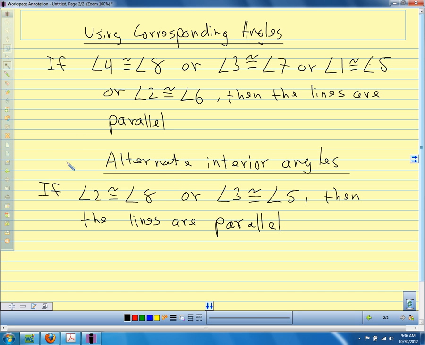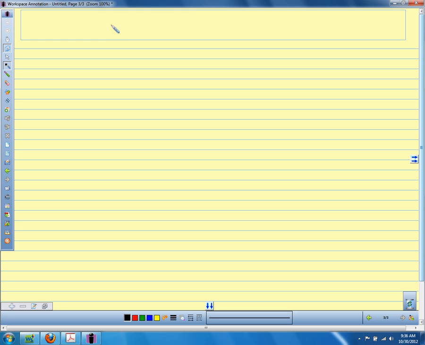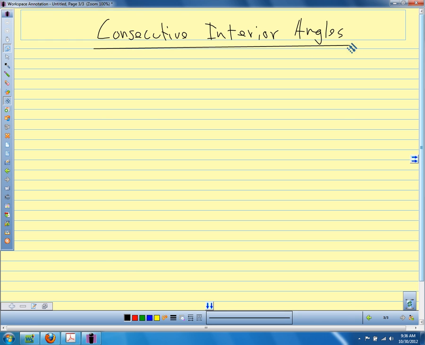On the upper right side, it says using consecutive interior angles. Consecutive or same side interior mean the same thing. Now from the other side of our graphic organizer, if the lines are parallel, what did we say we could tell about same side interior angles? The answer is on the other side of your graphic organizer. They're supplementary. If the lines are parallel, those angles are supplementary. So we're just going to turn that around.